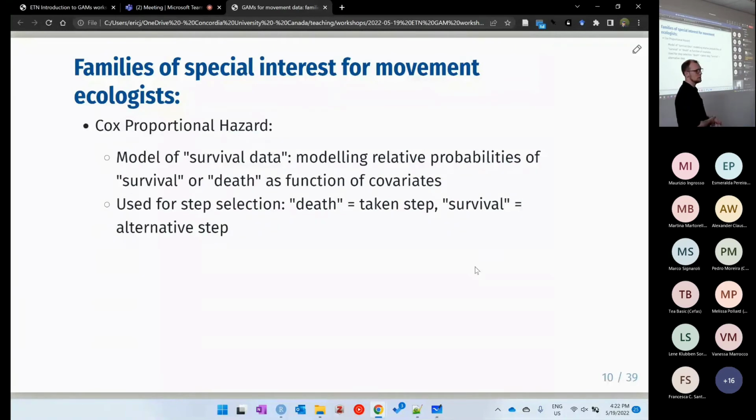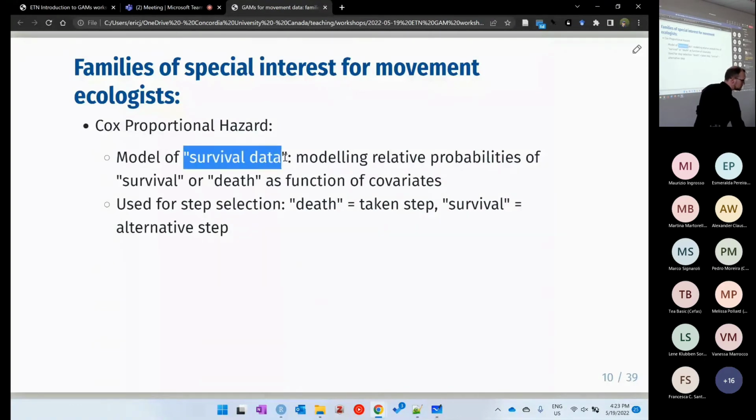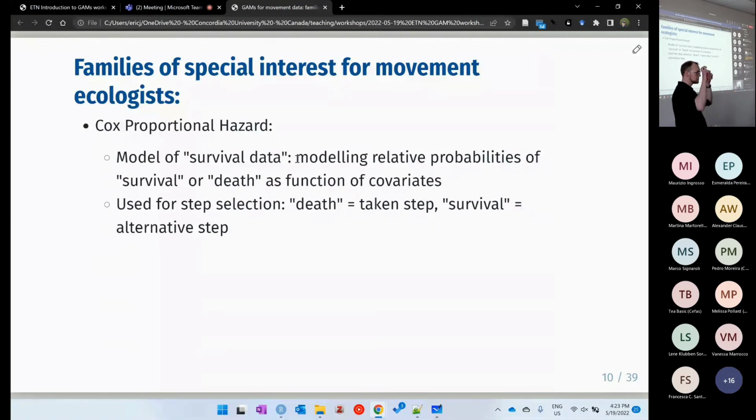So the one that you might not use as a family specifically, but is actually very useful for modeling step selection, is what's called the Cox proportional hazard model. I'm not going to go into the details of this because it's a little bit complicated, but the basic idea is you're modeling survival type data. Data where you're trying to model the relative probabilities of individuals who either survive or die. So this is basically one of 2 categories.